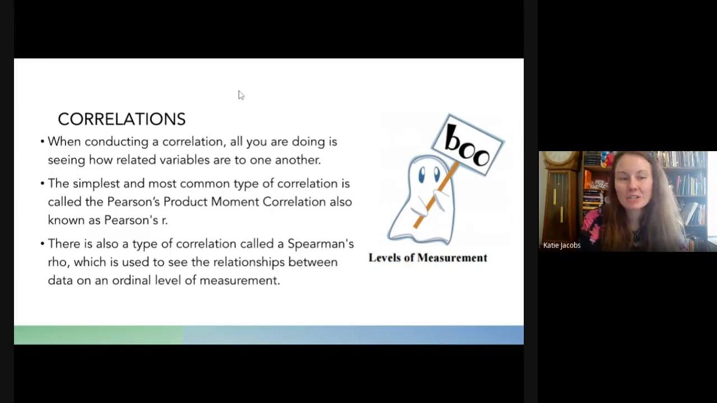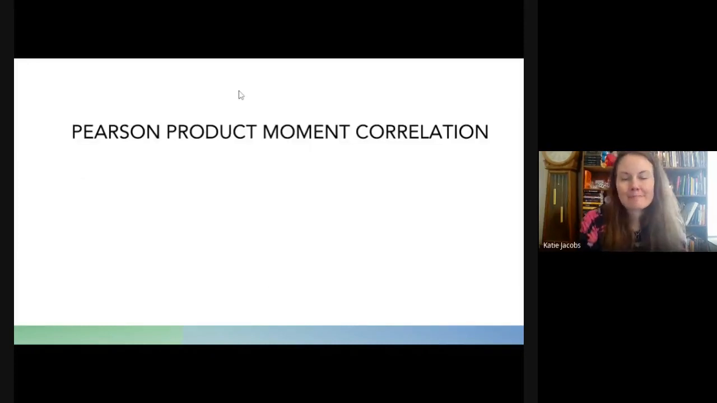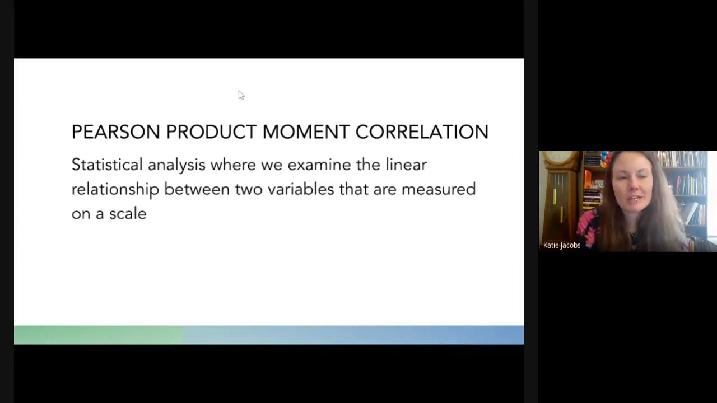The other type that I mentioned previously in the slides was one called Spearman's rho or Spearman's rank order correlation. And this is basically looking to see if there are relationships between data that's on an ordinal level of measurement. So the Pearson product moment correlation, this is the statistical analysis where we examine the linear relationship between two variables that are measured on a scale.